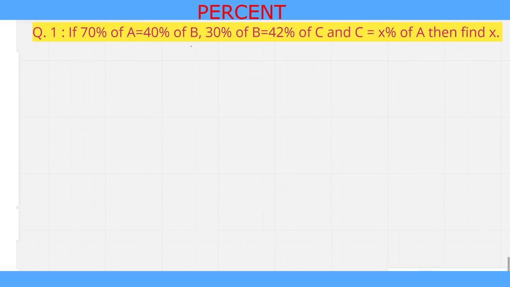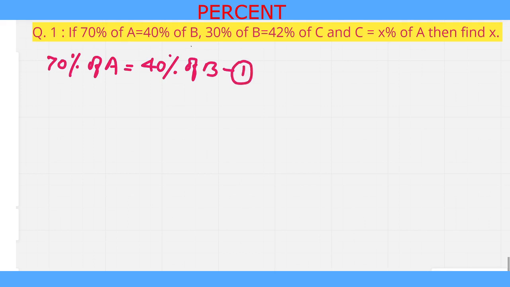We solve like this. The first part of this question is 70% of A equal to 40% of B. Second part is 30% of B equal to 42% of C. On observing these two, if we eliminate B from both the equations, then we can establish a relation between A and C, and by solving value of C in terms of A or value of A in terms of C, then we can put in the third expression and we can solve the question.